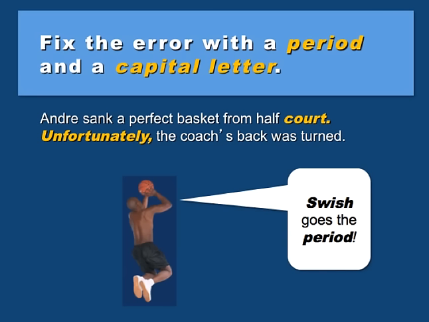So let's look at our example here. We can fix these run-on sentences by making it two simple sentences. Our first example, we're going to add a period and a capital letter. Andre sank a perfect basket from half court. End of one thought, put a period, capital letter. Unfortunately, the coach's back was turned. Look how excited Andre is now that we've fixed our sentence. Way to go.